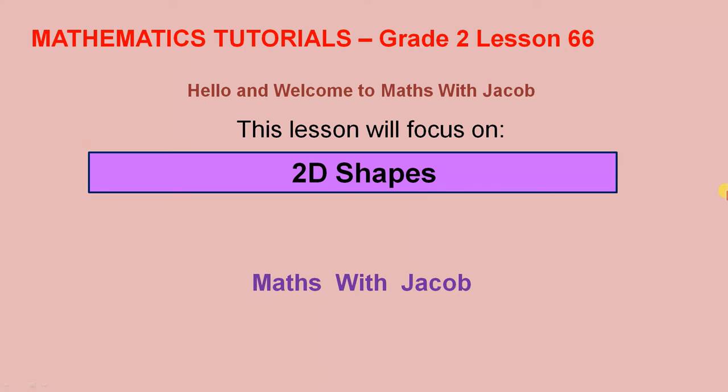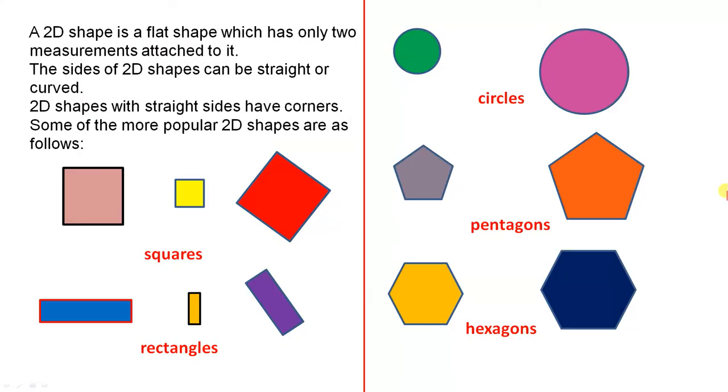This lesson will focus on 2D shapes. A 2D shape is a flat shape which has only two measurements attached to it. The sides of 2D shapes can be straight or curved. 2D shapes with straight sides have corners.